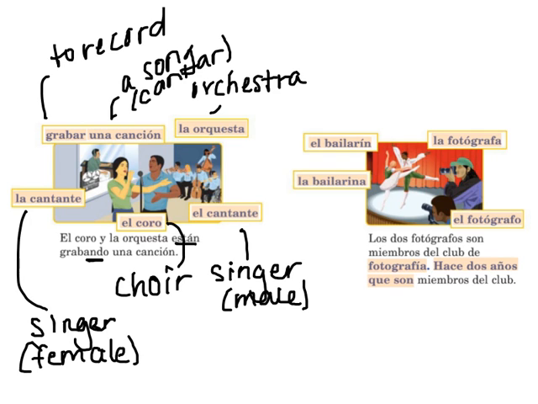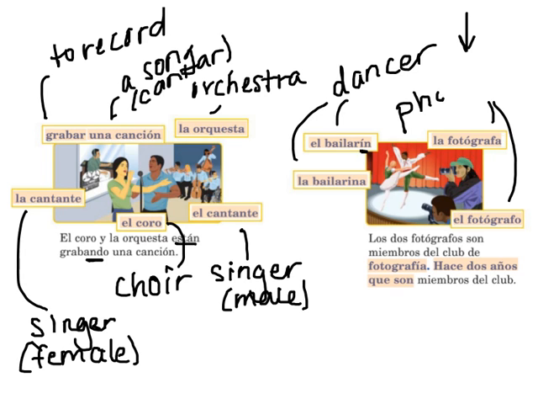Están grabando una canción. Aquí tenemos algunas palabras de bailar. So, el bailarín y la bailarina are a dancer, a male dancer and a female dancer. Notice your accent here in the male form. La fotógrafa or el fotógrafo are photographer, male or female. Los dos fotógrafos son miembros del club de fotografía, the members of the photography club.